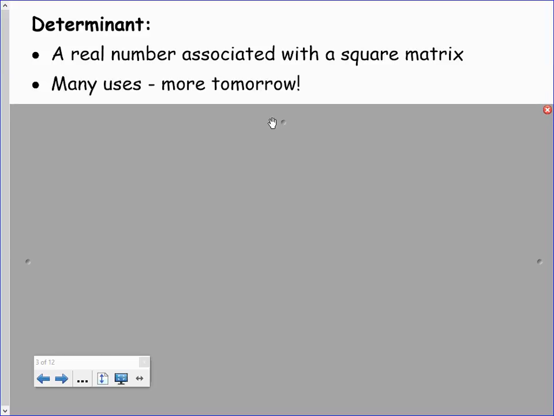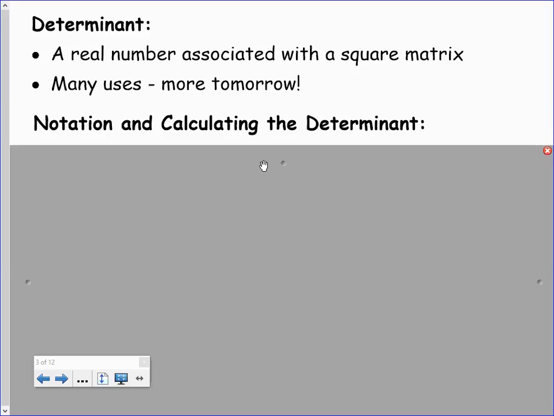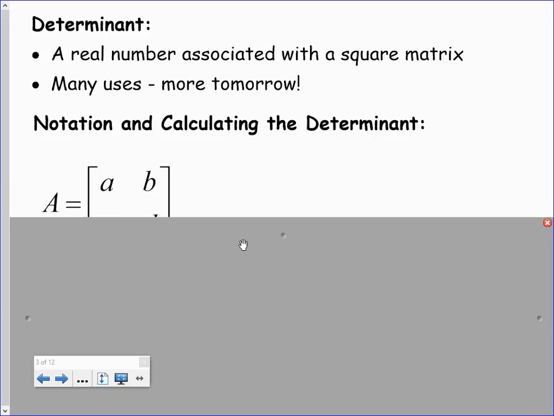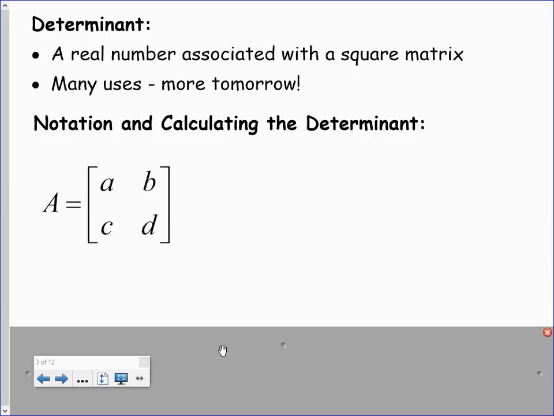There are many uses for the determinant. We'll get more tomorrow. One of those tomorrow will be how to solve the system. So that's been a huge goal for us in Chapter 8, solving systems. And we'll do more of that tomorrow. We might get to some of the uses today, we'll see how it goes. So first thing we want to talk about is the notation and the calculating of the determinant.